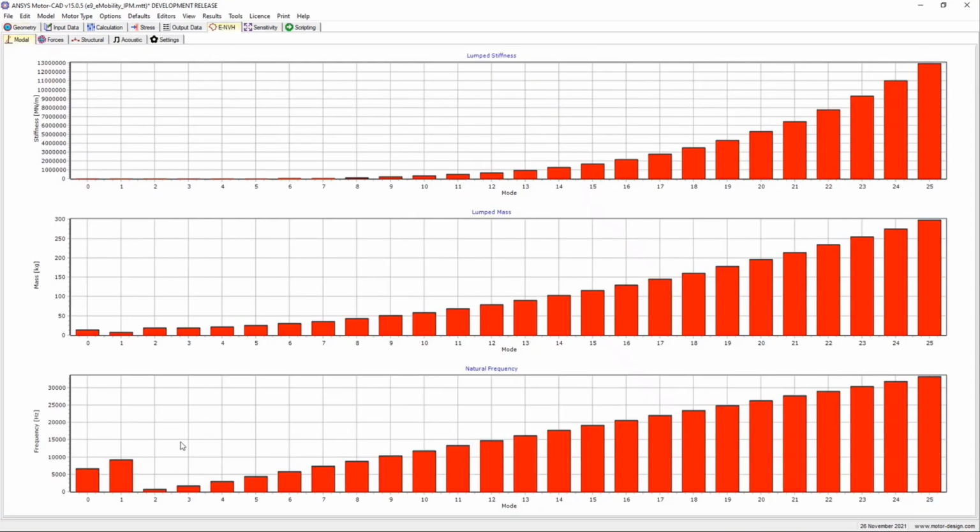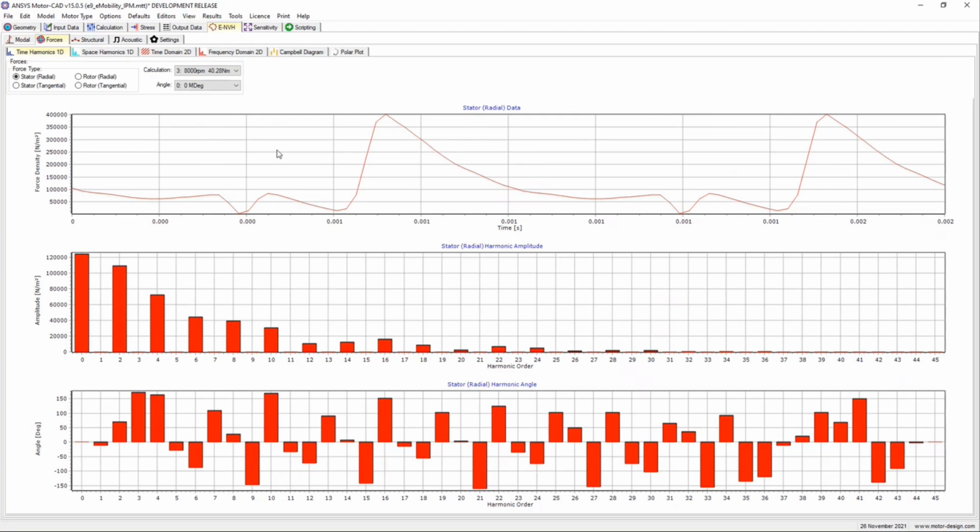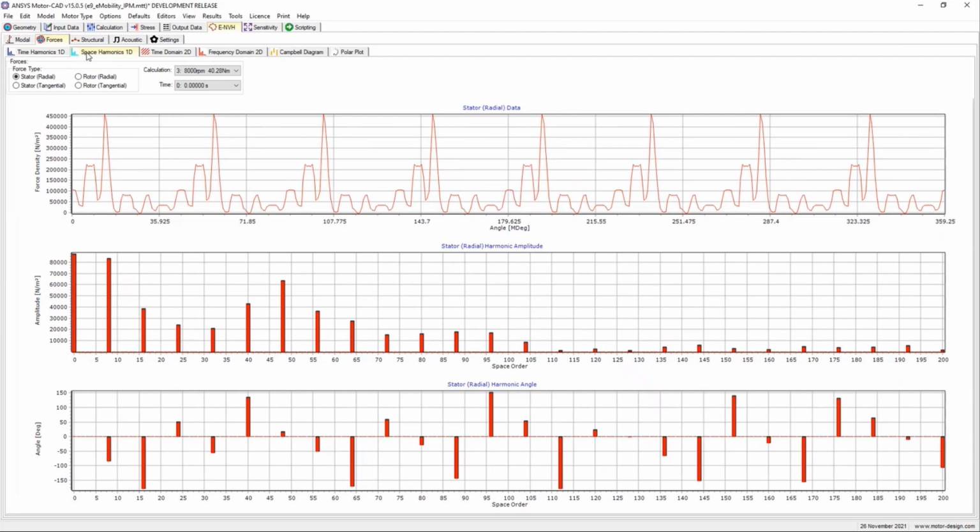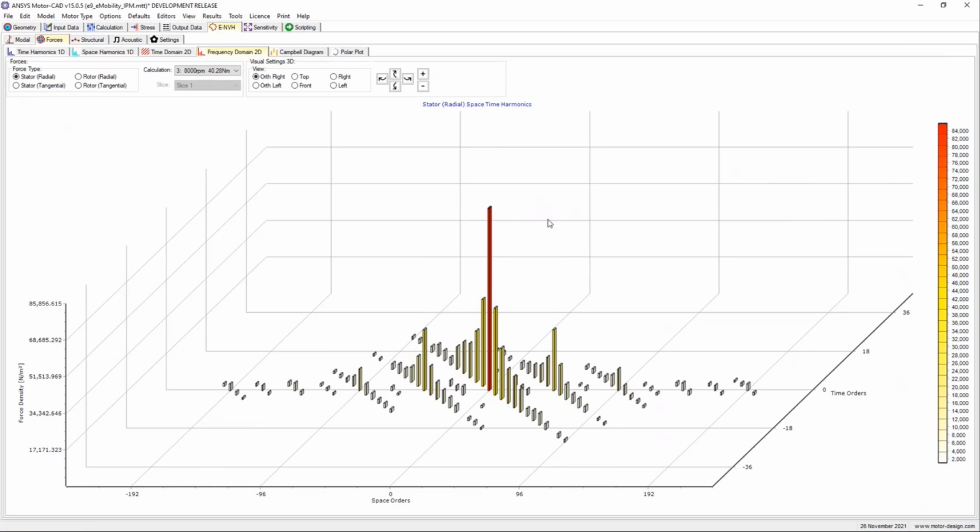The modal analysis shows the natural frequencies of the stator together with the mass and the stiffness of each mode. The force analysis allows us to investigate the radial force excitations in the motor. The excitations consist of the time harmonics due to the rotation of the rotor and the space harmonics due to the force distribution on the stator. We can combine these harmonics in a 2D frequency domain plot shown here.